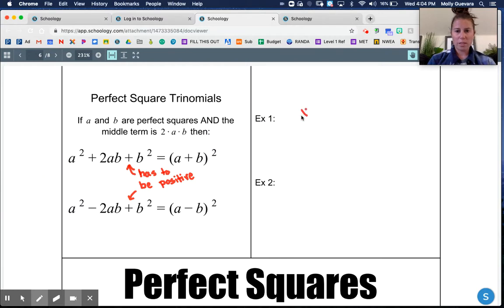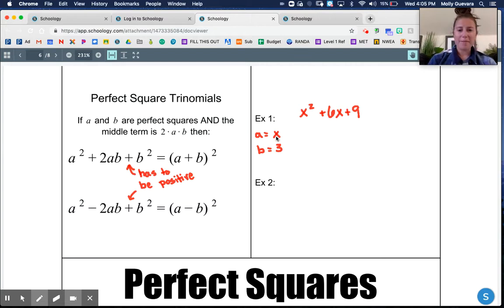So our first example is x squared plus 6x plus 9. So my first term is a perfect square, right, because it's x squared. My last term is a perfect square because it's 9 and it's positive. So this might be a perfect square trinomial. So my a is the square root of the first term, which is x. My b is the square root of the last term, which is 9, which is 3.